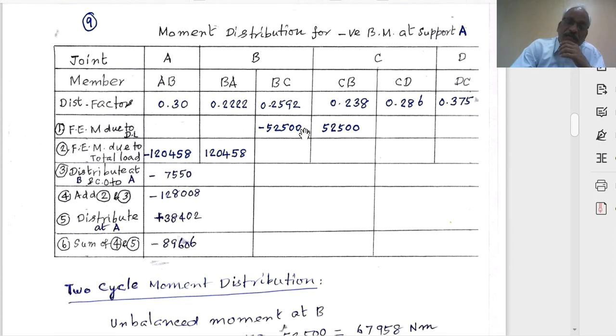So, 124,508 minus 52,500 will be plus value. We have to apply minus value for balancing or for making that value 0. So, that minus value will have to be distributed to member BA and BC. We need not write the value to BA because this is going to cause carryover to CB only, we need not bother. And in BA also, we need not write down the value. Whatever is a carryover, that carryover is minus 7550.